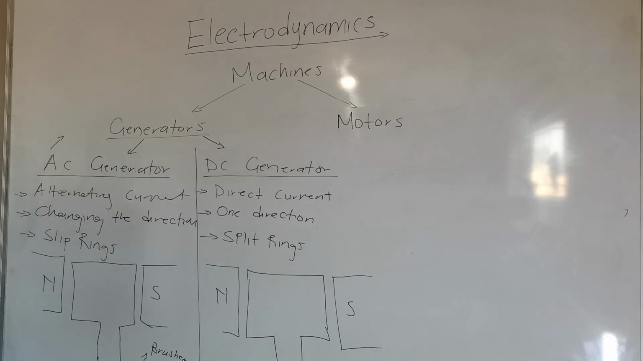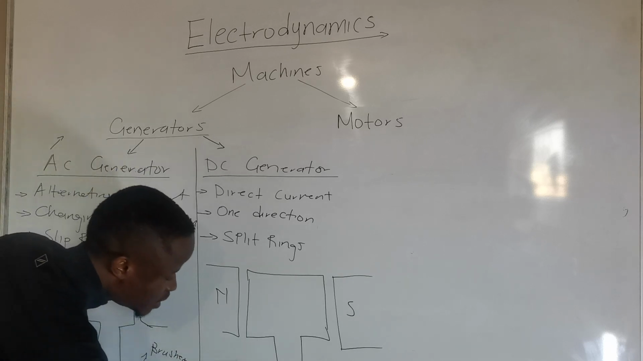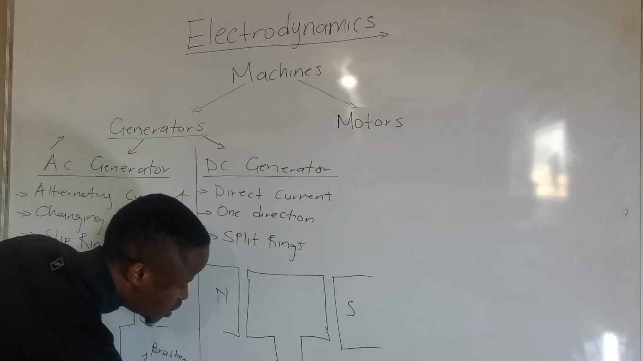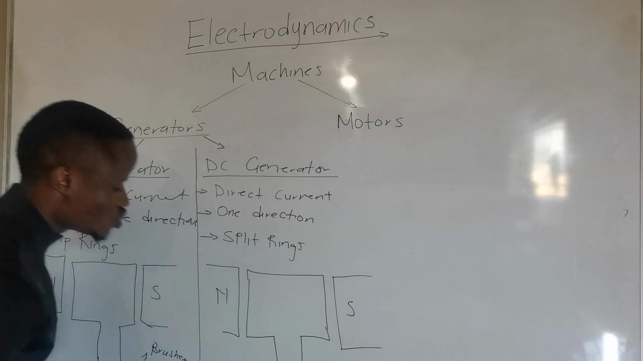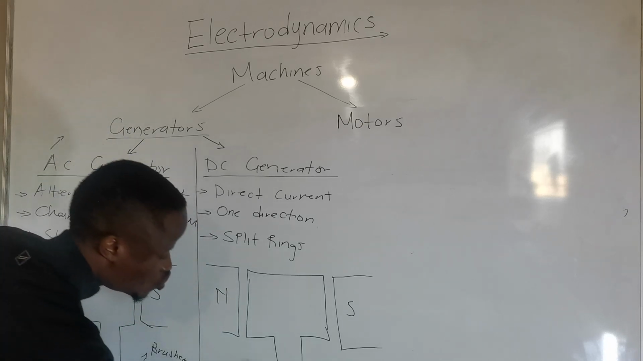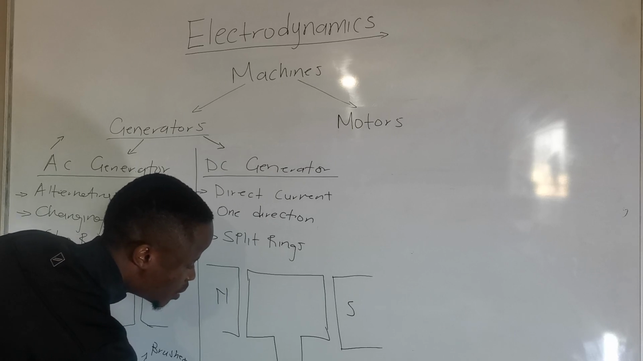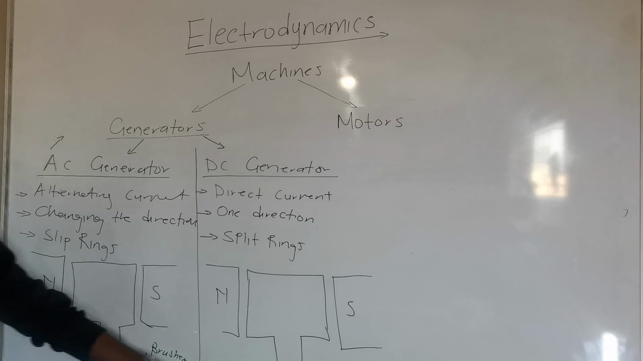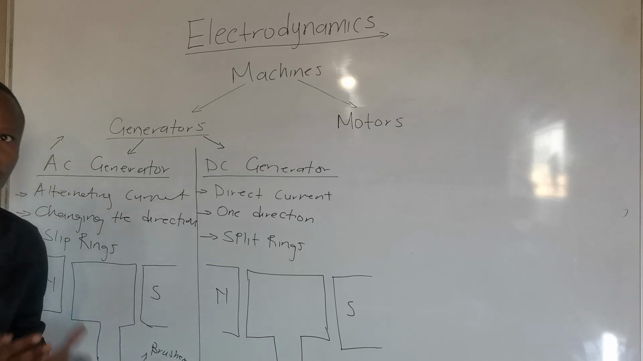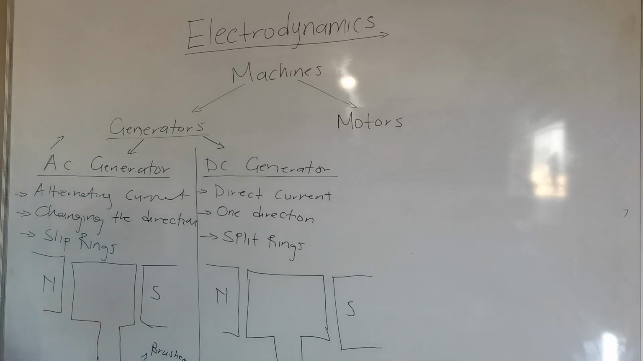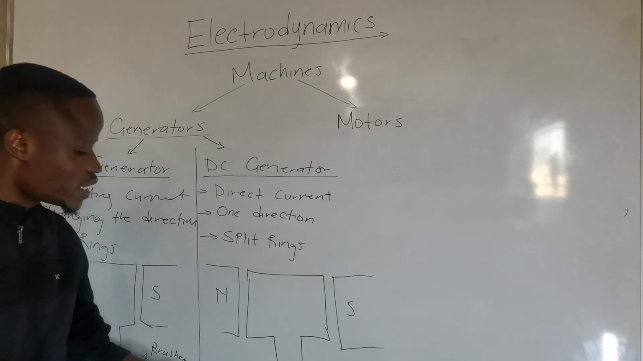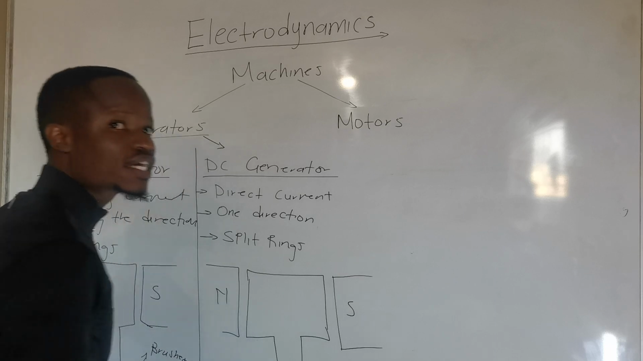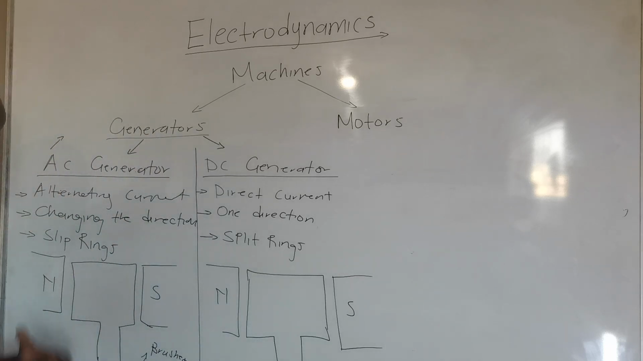And then now, how about the split? Split means divide. So in that case, I'm going to have something of this nature here. Alright guys, my drawing is not that perfect, but I'm trying my best here. You can see here the rings. When you look at the rings there, there is a split between them, meaning that that split there is the one that allows the current to the external circuit to flow in one direction.